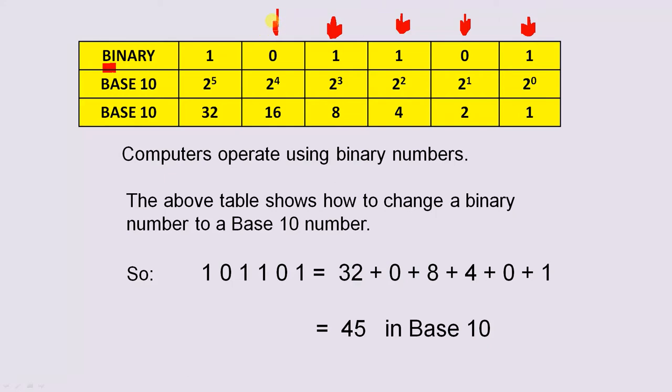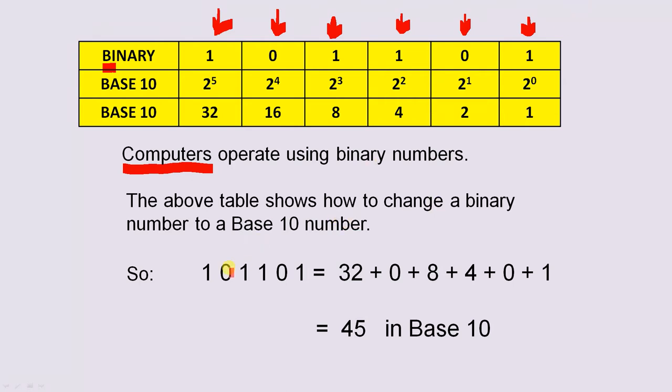So basically we've taken those 6 digits here into account. 1, 2, 3, 4, 5, 6. Now we're going to see what the value of those 6 digits are in base 10. Now computers operate using binary numbers. So if you do some research on binary numbers and how they're used in real life, you'll see that they are extensively used in computer programming. The above table shows how to change a binary number to a base 10 number.